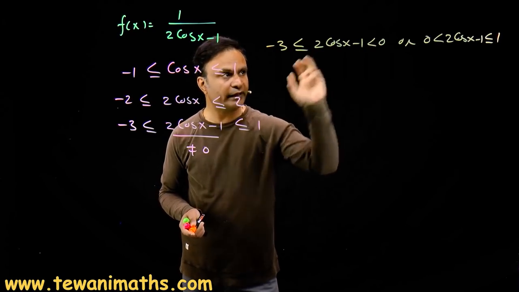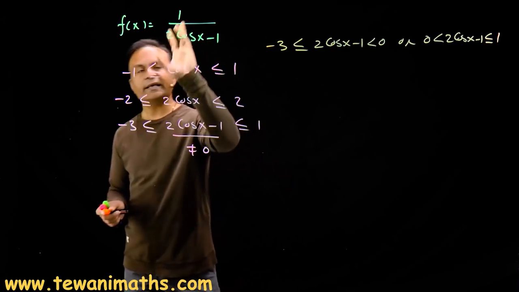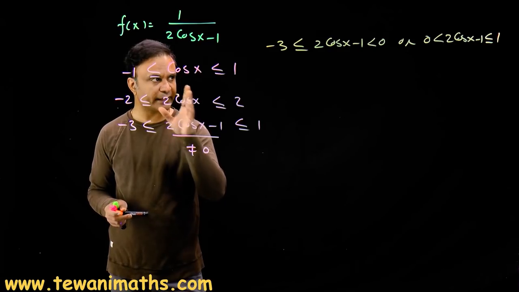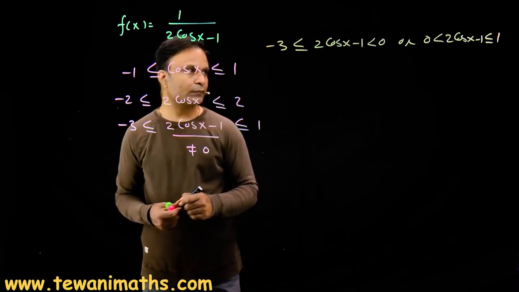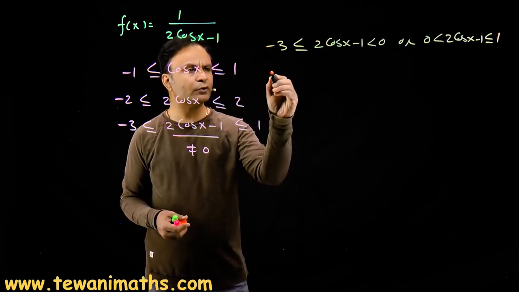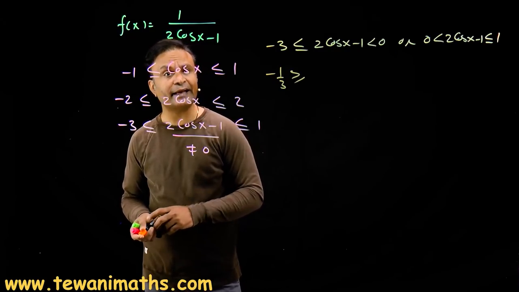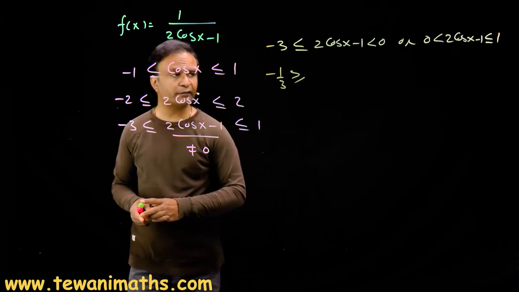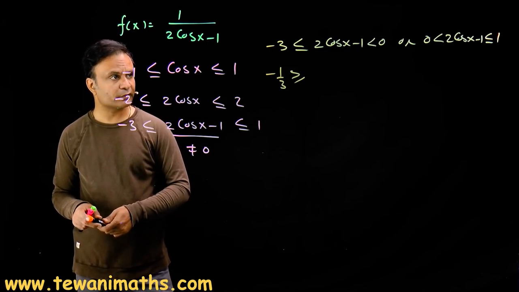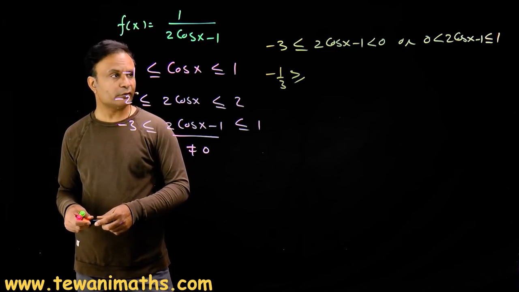We have excluded 0, because when 2 cos x minus 1 is 0, reciprocal is not defined. 0 ko hume exclude karna hai. Now we can take reciprocal. Reciprocal of minus 3 is minus 1 upon 3, and inequality gets reversed. Jab reciprocal lete inequality mein, to inequality reverse ho jata hai. We have discussed this in the inequality video lecture.